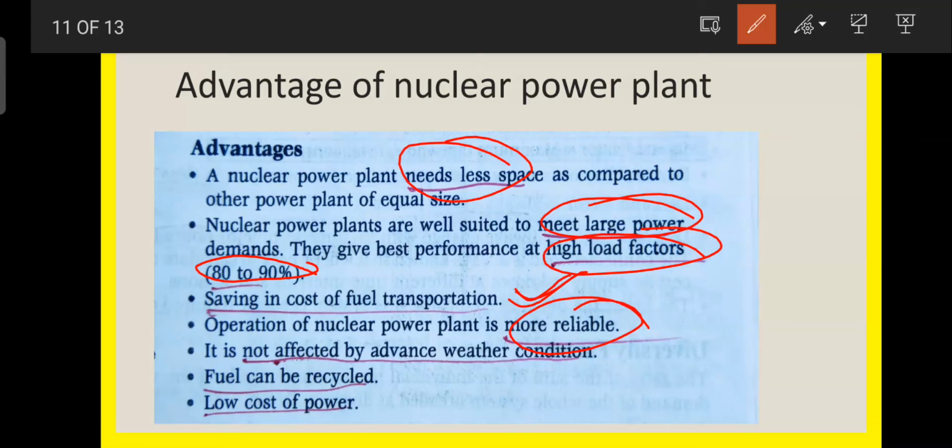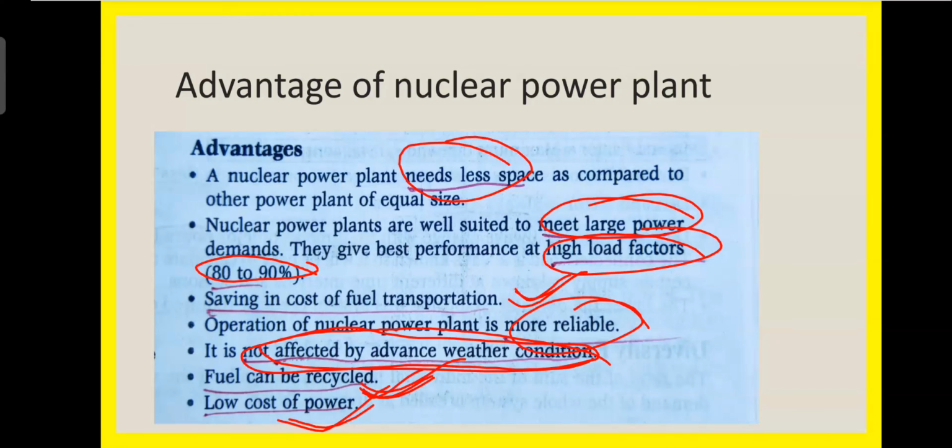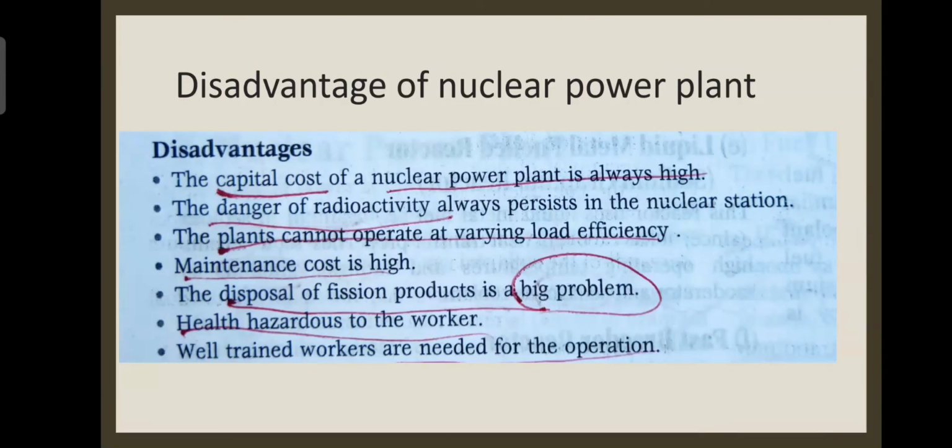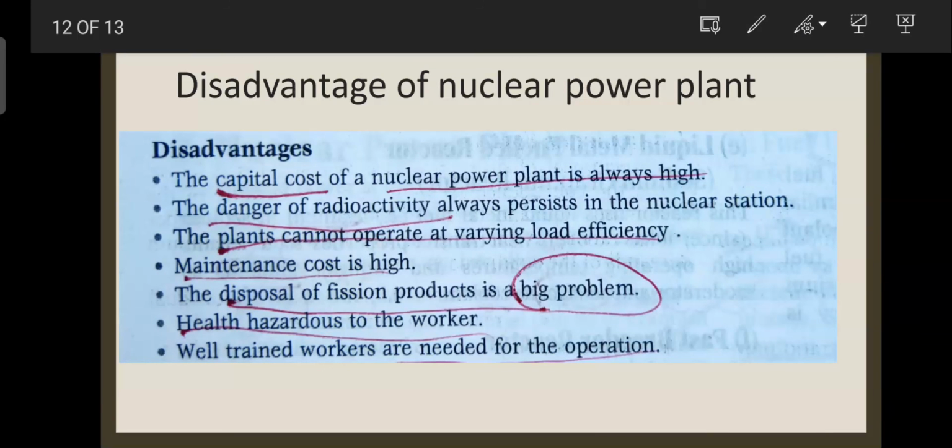It is not affected by adverse weather condition. So that is our most important advantage. And fuel can be recycled, so that's why we are thinking to use it in our future. And low cost of power, the power cost is very low. Okay, let's see the disadvantages of nuclear power plant.